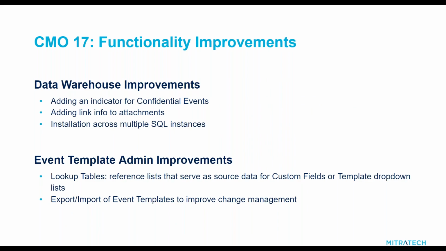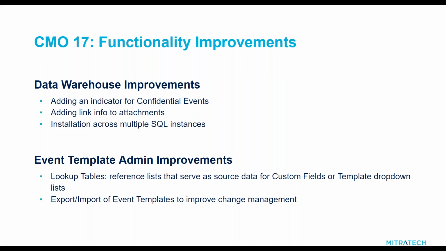Additionally, we've made some improvements to data warehouse in version 17. In version 16, we were missing a couple of key elements. One was the indicator for confidential events. If you have events in CMO that are marked as confidential, either automatically or through some part of the configuration of that form, the ability to then see in the data warehouse structure that an event has in fact been marked confidential can obviously allow you to take a little bit more care when reporting on those types of events.